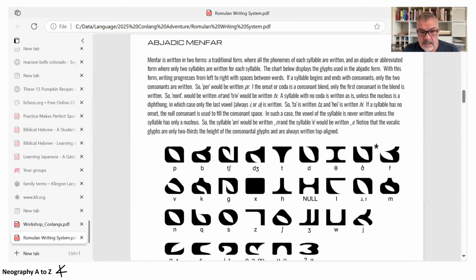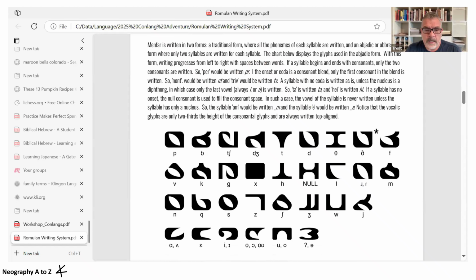If the syllable begins and ends with consonants, so the onset and the coda are both consonants, those will be the 2 glyphs that are chosen for writing that syllable. If the syllable does not have a consonantal coda, then an abbreviated vowel that you can see at the bottom of this chart, it may not be showing completely on your screen, I can't tell, but will be used only in that case.